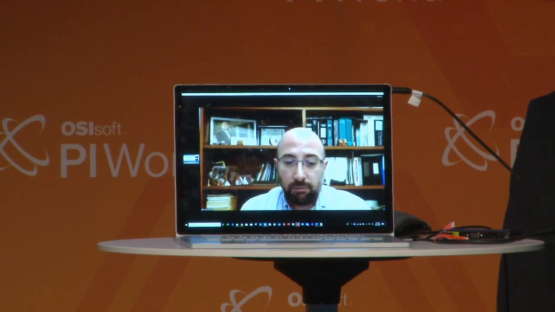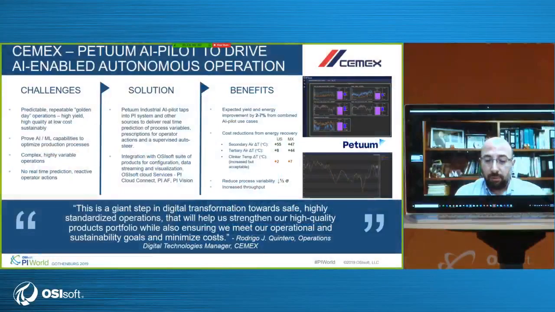So that's very, I mean, once you factor in this, the numbers multiply very fast, and this is a big benefit. So what I can say is that this is a giant step in digital transformation towards the safe, highly standardized operation, and that will help us strengthen our high quality products portfolio while ensuring we meet operational and sustainability goals and also minimize costs. This is huge for the industry.